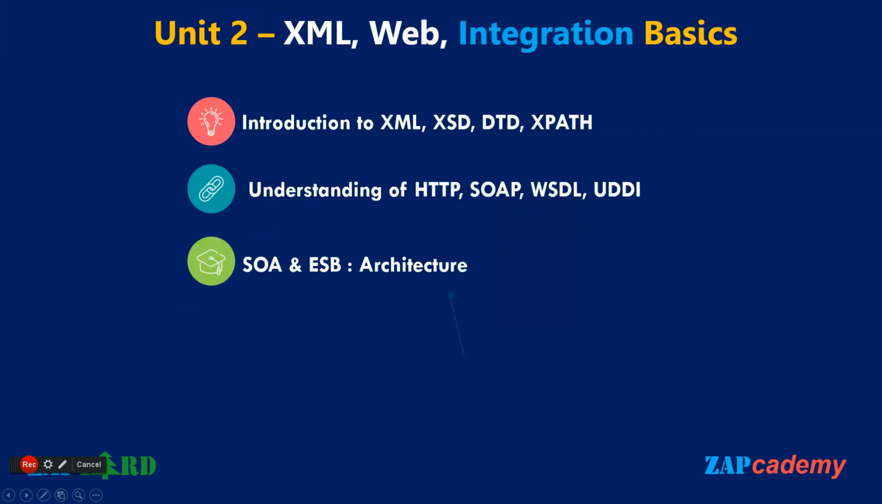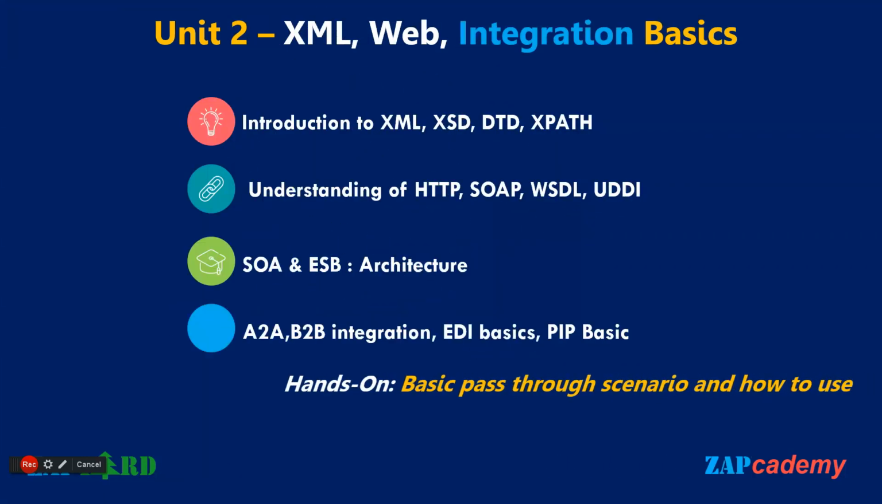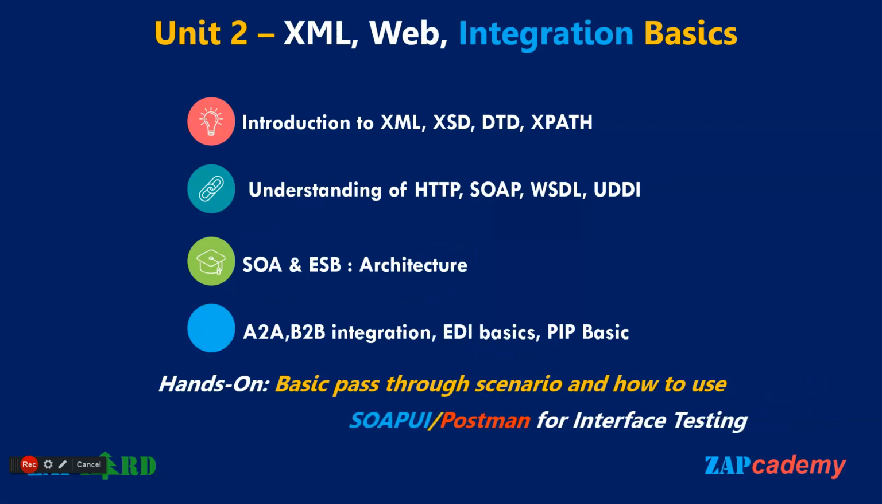XML, web and integration will be the main focus for Unit 2. We will learn about XML, XSD, DTD, XPath. We will understand HTTP, SOAP, WSDL, UDDI and the similarities and the differences along with advantages and disadvantages of each. Next, we will cover the architecture of SOA and ESB. ESB stands for Enterprise Service Bus and SOA stands for Service Oriented Architecture.